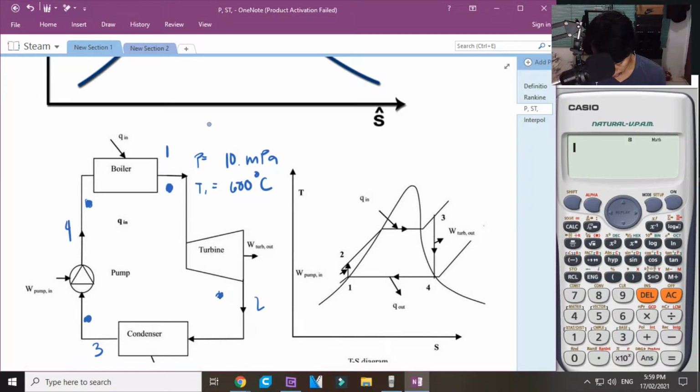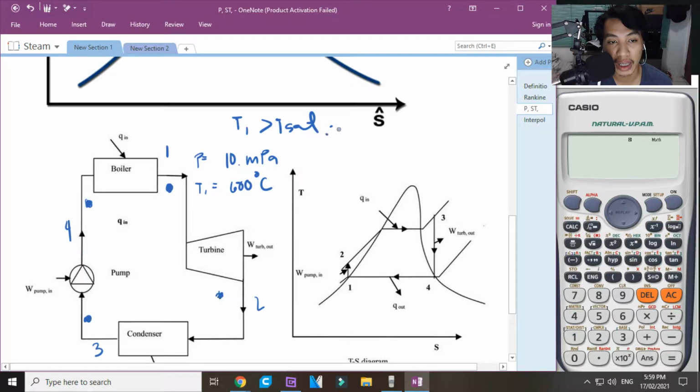As you can see, at the end of table 2, the saturation temperature of 10 MPa is 311.06 degrees Celsius. Which means the actual temperature given, T1, is greater than your Tsat. We can say it is superheated. Superheated is what comes out of the boiler.